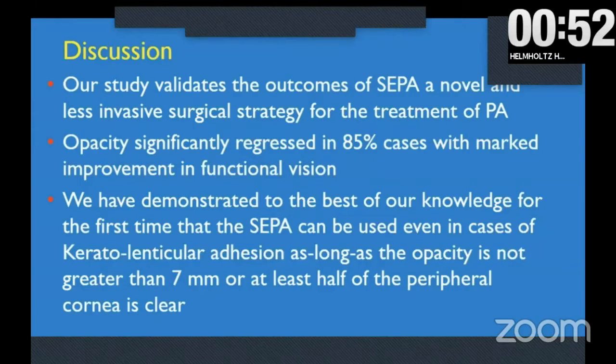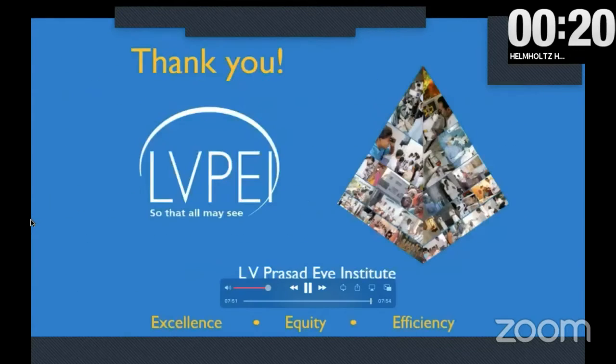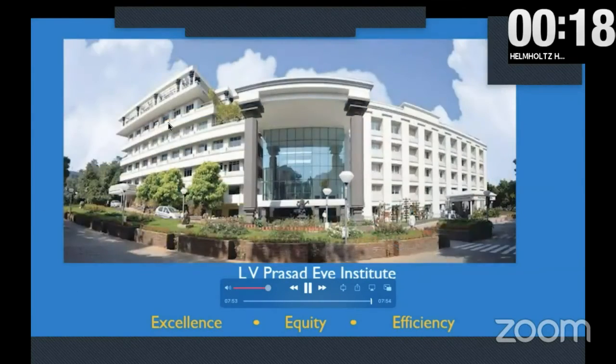The findings of our study question the prevailing paradigm of whether this procedure could be offered as a preferred surgical modality in every case of Peters anomaly, or only in select cases where the corneal opacity is less than 7 millimeters, irrespective of the type of Peters anomaly. The long-term results are extremely promising, and it can be a very effective surgical alternative to penetrating keratoplasty, and this would benefit hundreds of children with Peters anomaly related corneal blindness worldwide. Thank you for your kind attention.